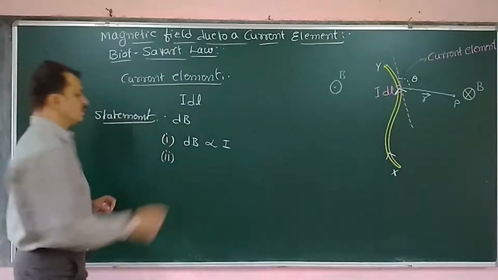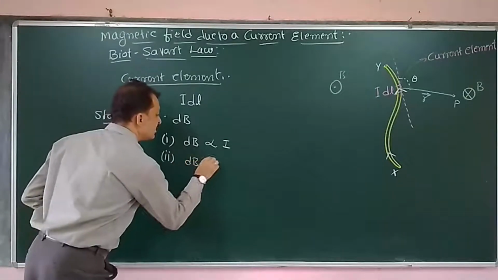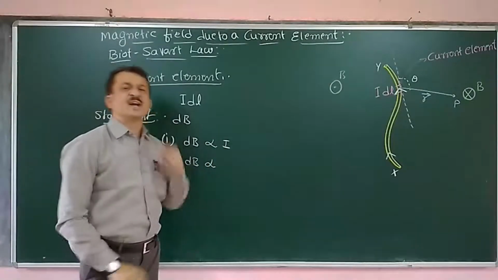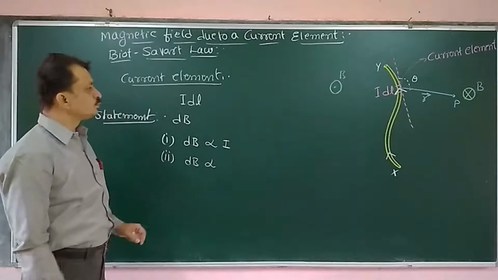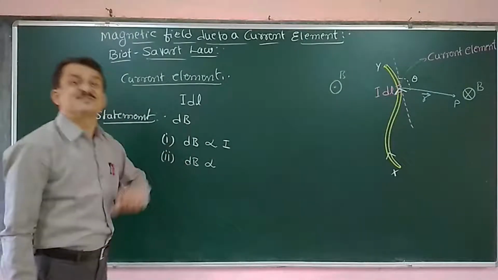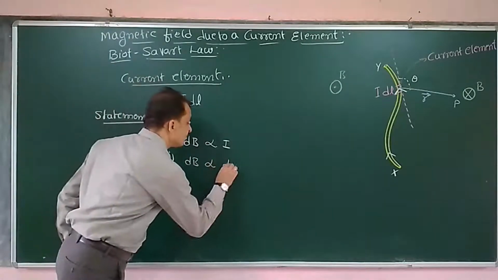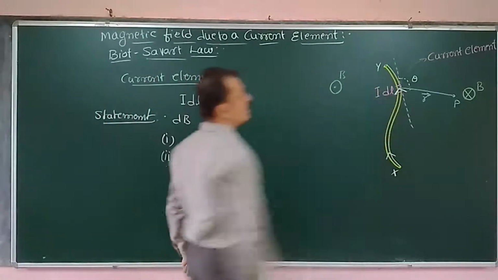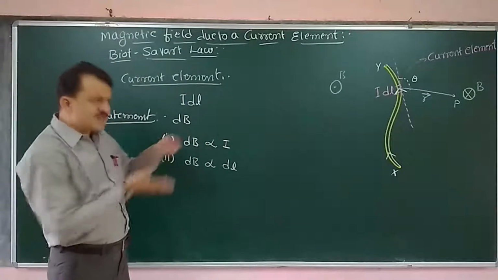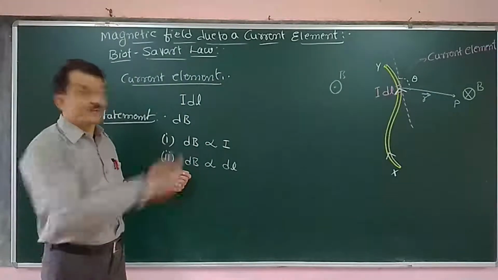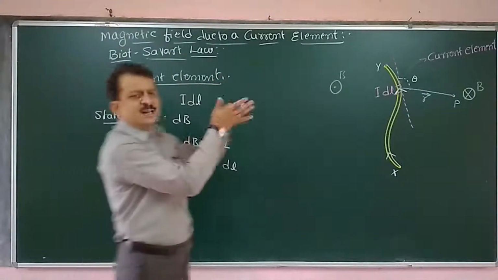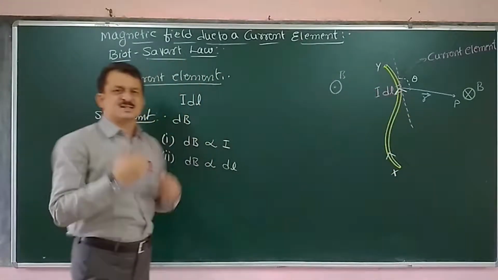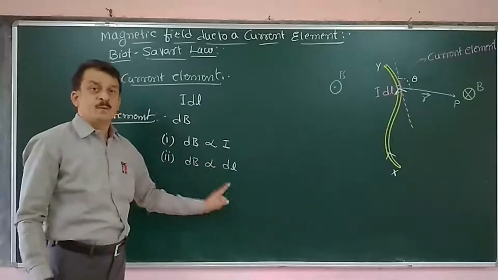Second point, the magnitude of the magnetic field is directly proportional to the length of the current element, that is dl. So here dl is the length of the current element. If you increase the length, obviously the magnetic field also increases. If you decrease the length of the current element, the magnetic field also decreases. So that is directly proportional.